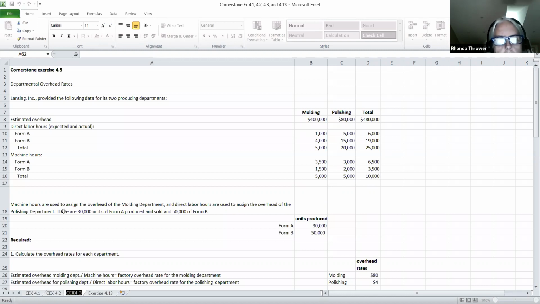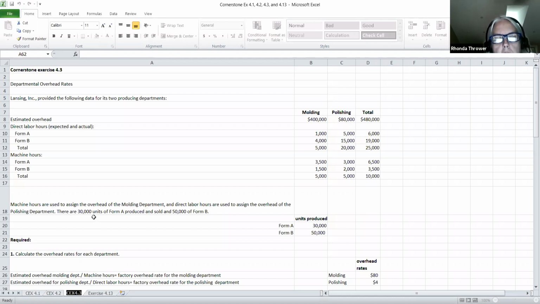Then they tell you that the machine hours are to be used to assign the overhead of the molding department. This is very important information right here. Machine hours are used to assign the overhead of the molding department, and direct labor hours are used to assign the overhead of the polishing department. That's very important to know that.